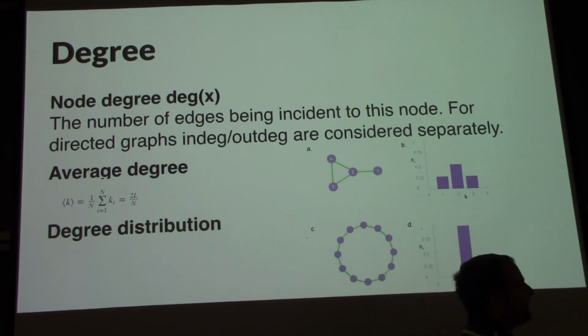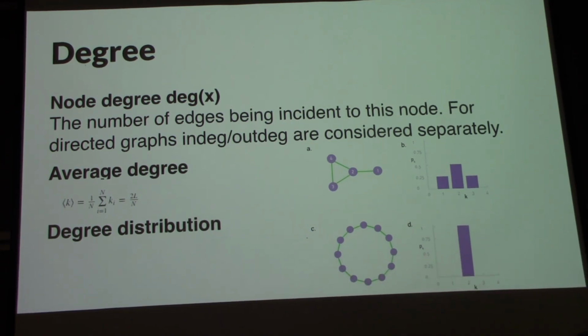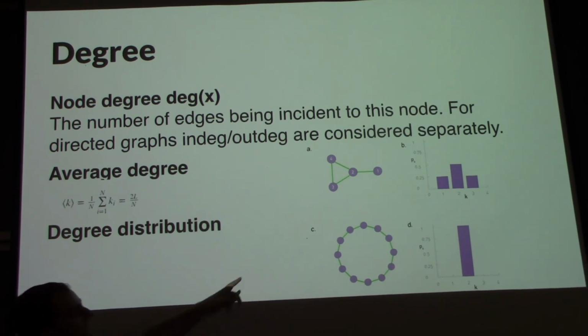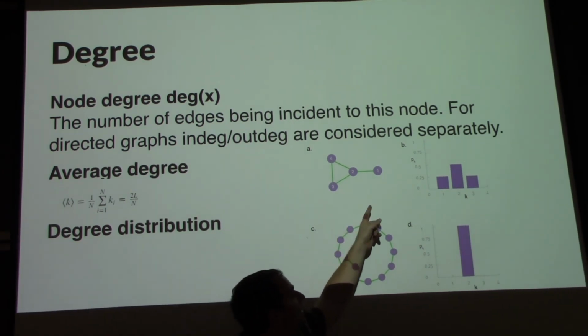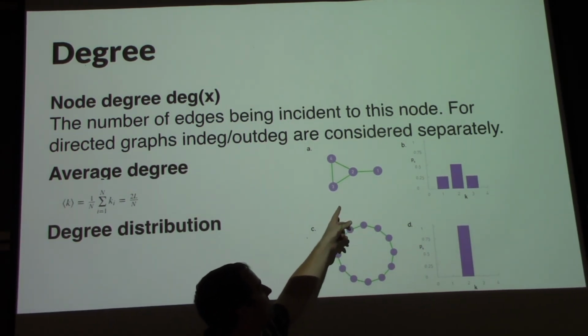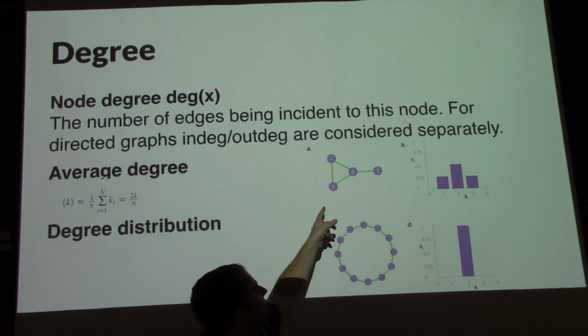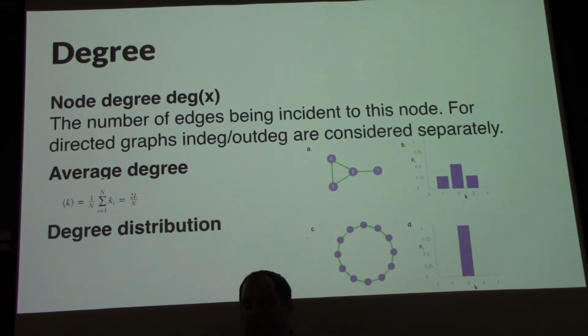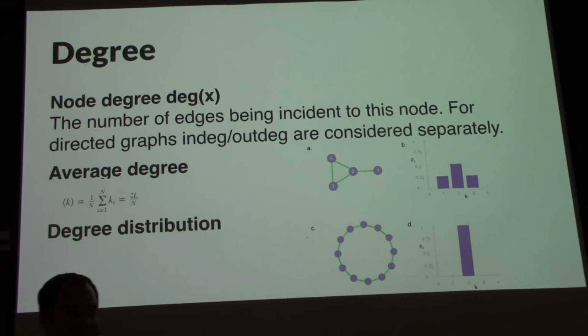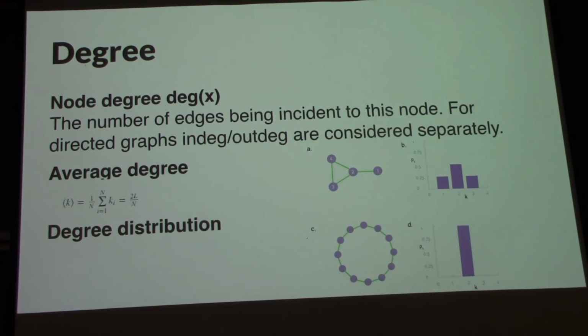One very important measure about graphs is degree. The degree of a node is the number of edges for a node. So here in this example, node 1 has degree 1, node 2 has degree 3, node 3 has degree 2, node 4 has degree 2, because this is how many edges the graph has. An important measure about the graph is its average degree and its degree distribution.